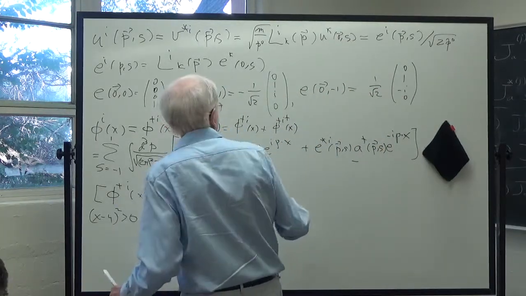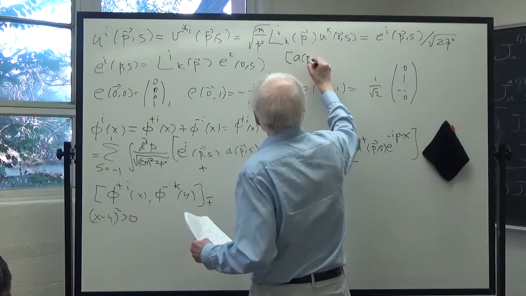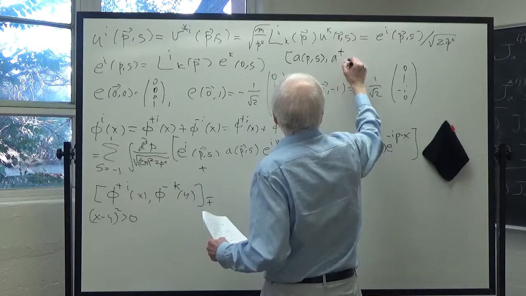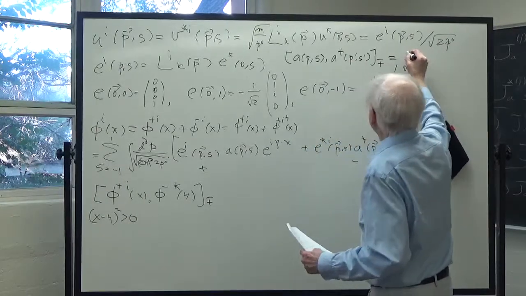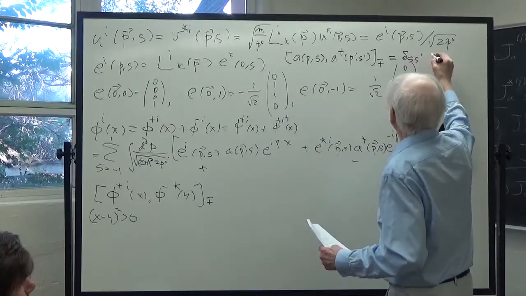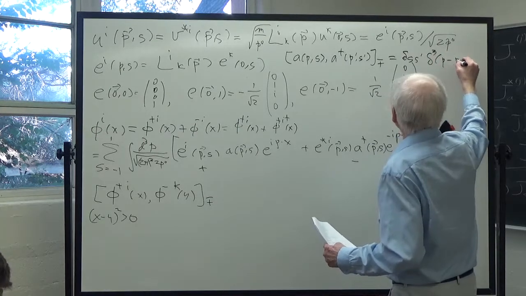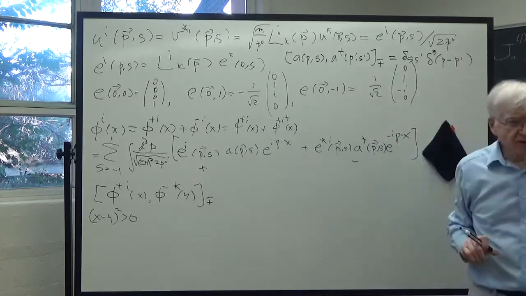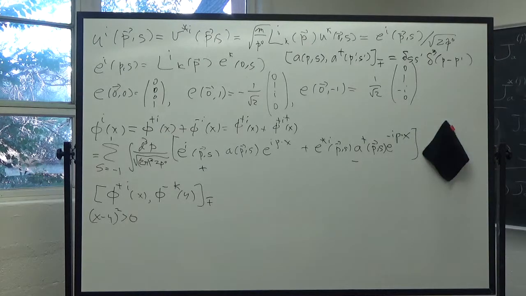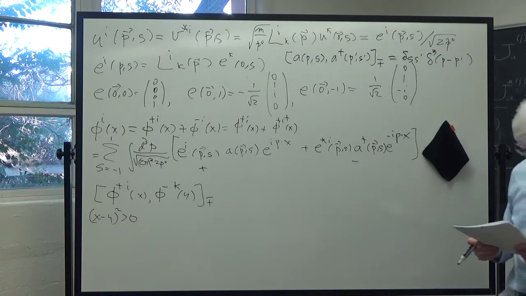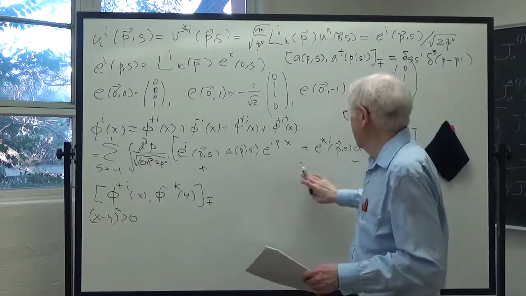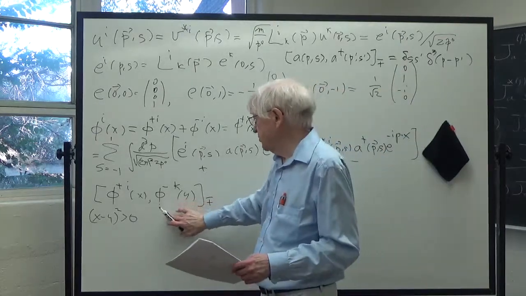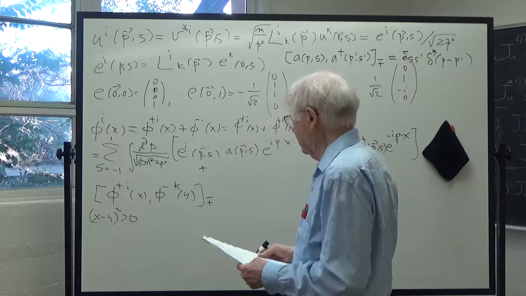The commutator and anti-commutator, in other words, what we are assuming here is that a of p and s, a dagger of p prime and s prime, commutator or anti-commutator, is delta s, s prime, delta cubed of p minus p prime. So we're assuming that about the creation and annihilation operators. And we're going to deduce that for spin one, we need to have commutation relations. So we assume these commutation relations. This is phi plus, this is phi minus. We do the commutator minus, or the anti-commutator, symbolized by the plus.